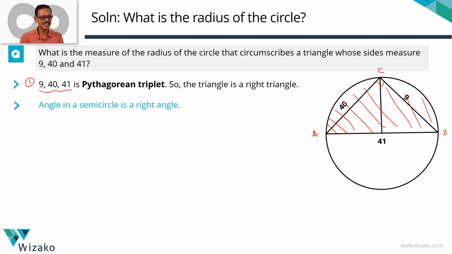What we have in hand is a right triangle, so let's fit that right triangle here. Fitting the right triangle, the side opposite to 90 degrees is the hypotenuse. So 41 is the hypotenuse of 9, 40, 41. So hypotenuse of our triangle is equal to 41. So deduction 2 is done. We know it's a right triangle.